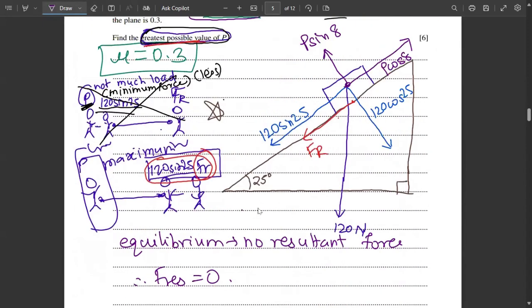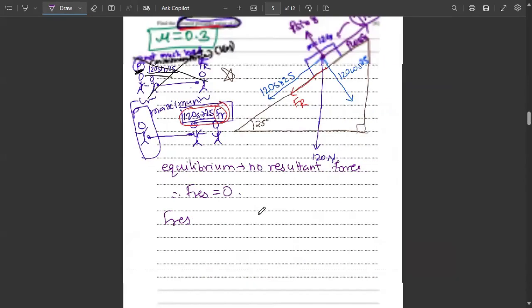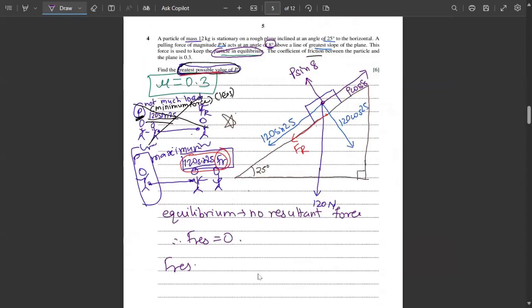And now what is this resultant force? Resultant force will be, because this is trying to move in the direction of P cos 8, we'll consider P cos 8 as positive. P cos 8 minus 120 sine 25 minus FR. Now F resultant as we know is 0. So instead of F resultant here, I can just write 0. Yup.